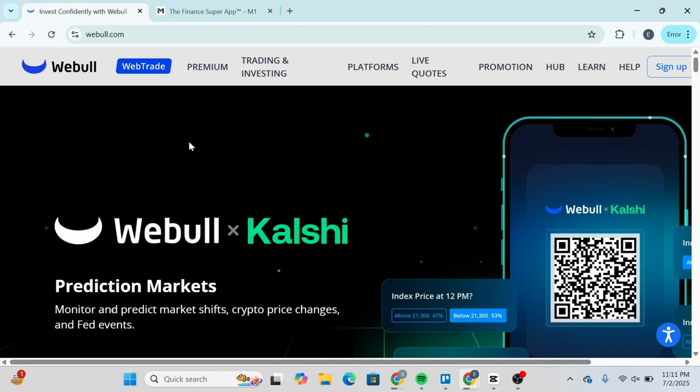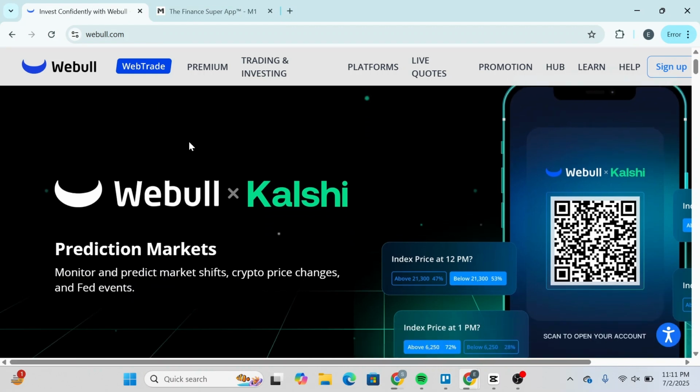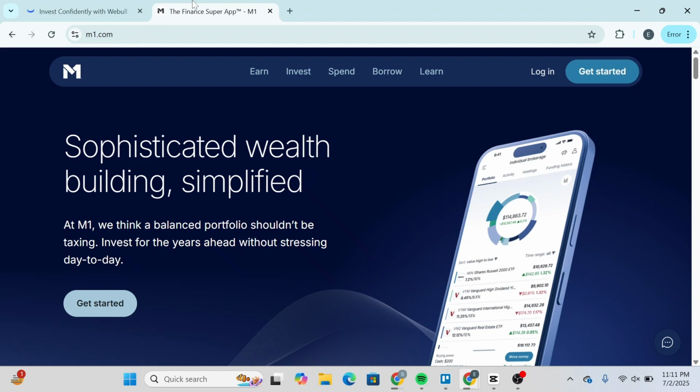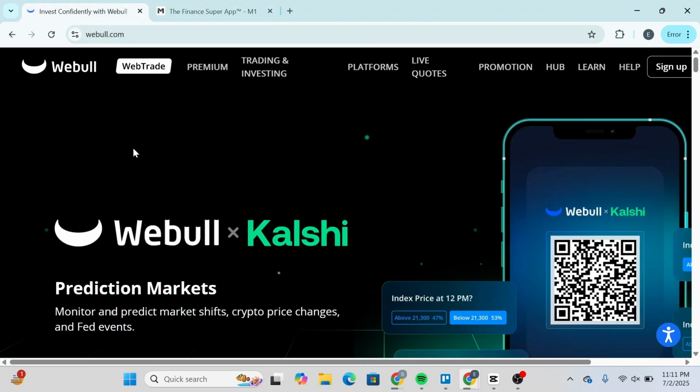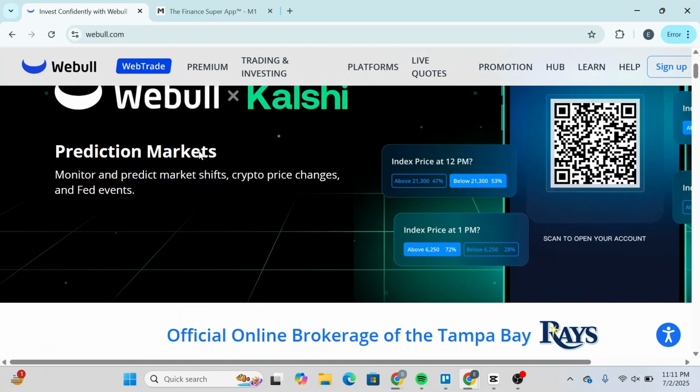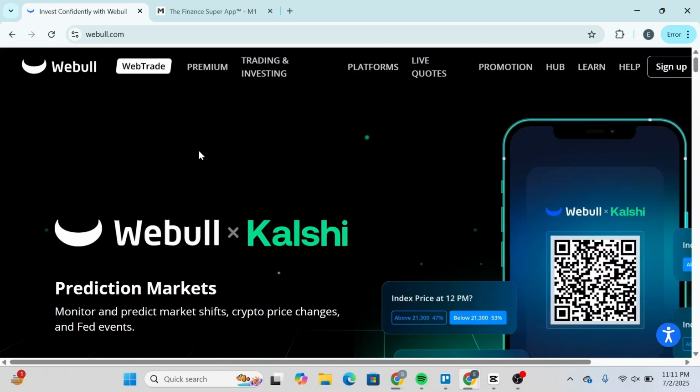In this video, I'm going to give you a detailed comparison to help you choose between Webull and M1 Finance based on trading goals, experience level, account features, and investment strategies. So let's get started. We'll go over their core purposes, user experience, features, asset support, fees, and ultimately help you figure out which one suits your investing goals best.